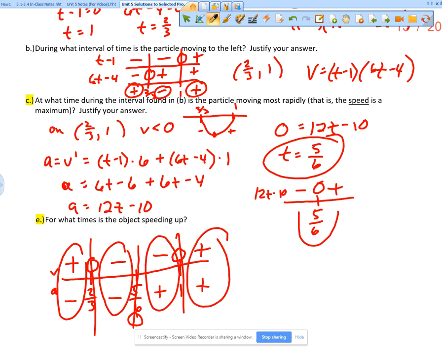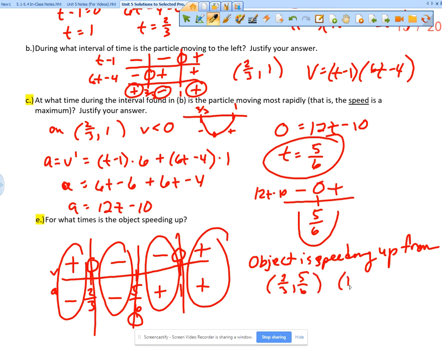All right, so what did speeding up mean, versus slowing down? So speeding up, we said that when velocity and acceleration have the same sign, the object would be speeding up. So the object is speeding up from 2/3 to 5/6, and from 1 to, I don't think I gave an interval there, so infinity. All right, why? Because V and A have the same sign.